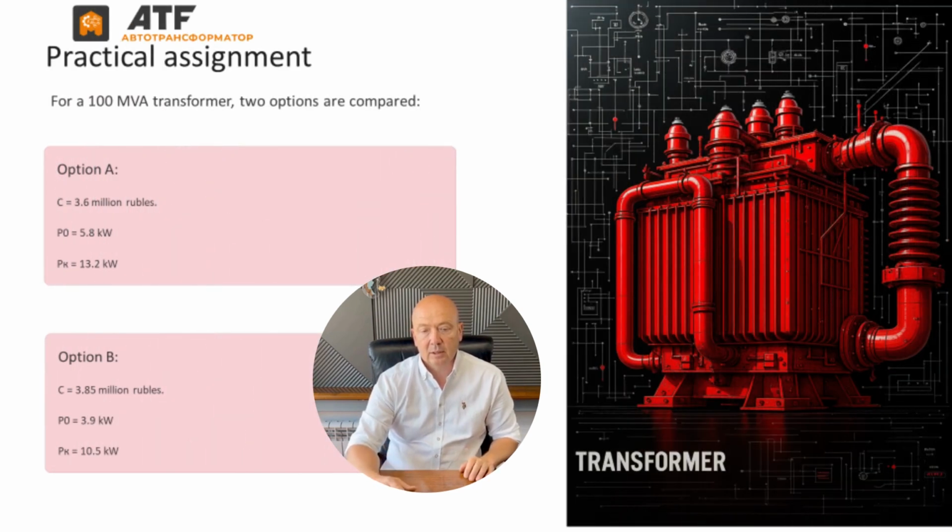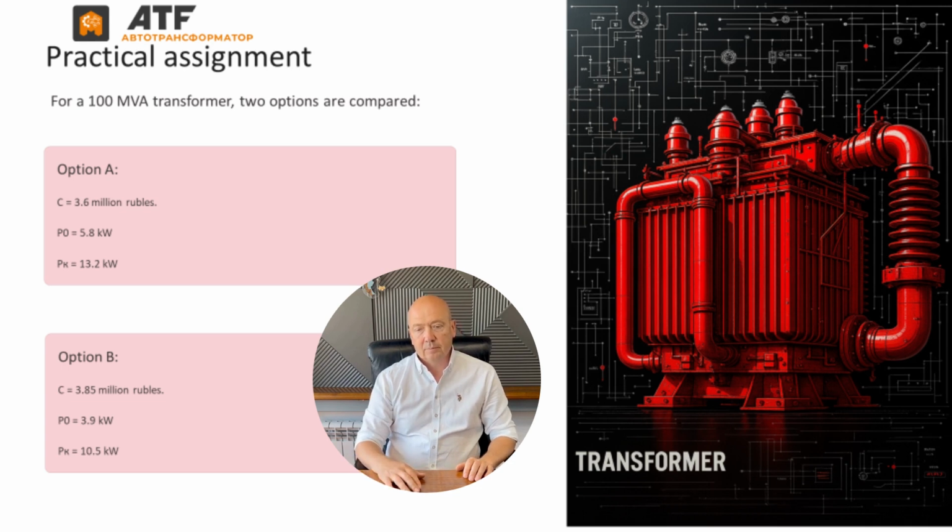Your practical assignment: you're designing a 100 MVA transformer. Compare two options. Option A, cost 3,600,000 rubles. No load losses, 5.8 kilowatts. Load losses, 13.2 kilowatts. Option B, cost 3,850,000 rubles. No load losses, 3.9 kilowatts. Load losses, 10.5 kilowatts. Capitalization coefficients. KY equals 2,950 rubles per kilowatt. KX equals 1,850 rubles per kilowatt.